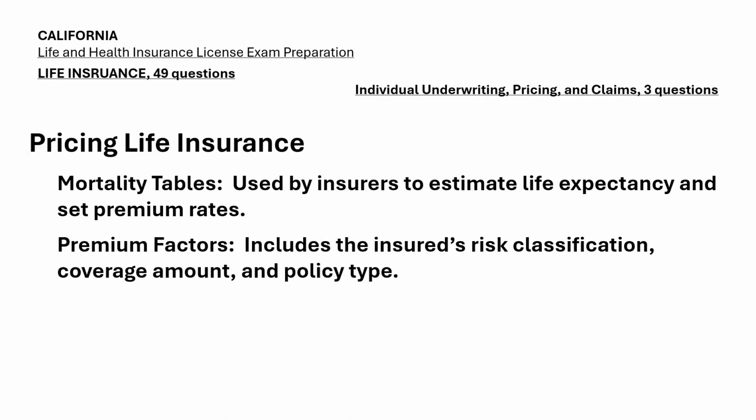Slide 5. Pricing life insurance. Master these terms. Mortality tables: used by insurers to estimate life expectancy and set premium rates. Premium factors include the insured's risk classification, coverage amount, and policy type. Description: life insurance pricing is based on several factors, with mortality tables playing a key role. Mortality tables are statistical charts that estimate life expectancy based on factors like age and gender. Insurers use these tables to assess the likelihood of an insured's death during the policy term and set premiums accordingly.